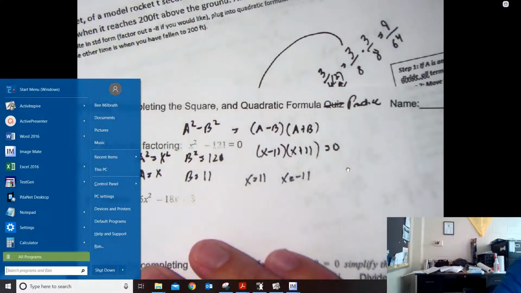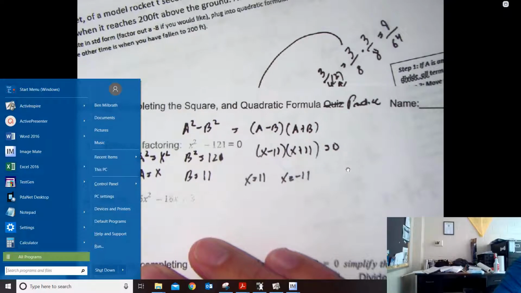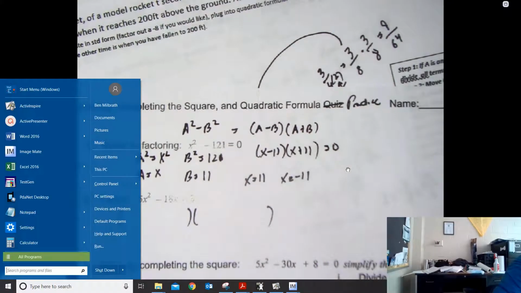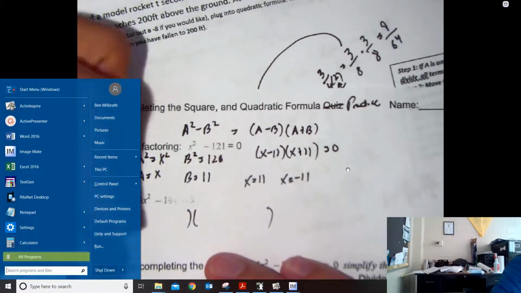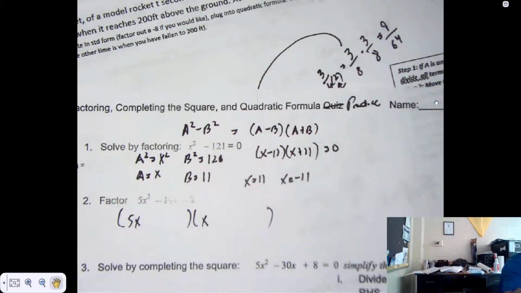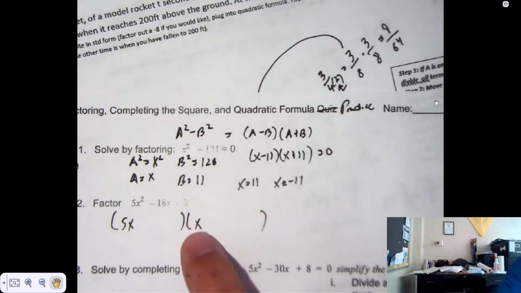It's guess and check technique, kids. You're thinking about how you FOIL things out. That's all you're doing, right? When you FOIL, what does it take to create a 5x squared? It takes a 5x and an x, okay? All it takes. Because you link those together and you get your 5x squared.